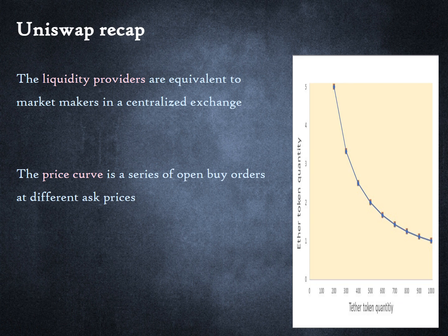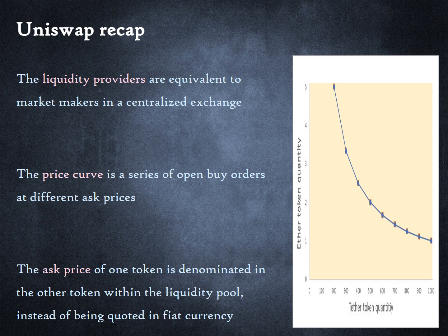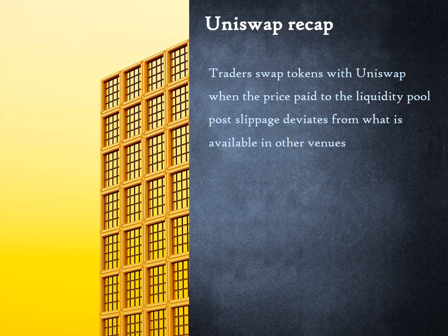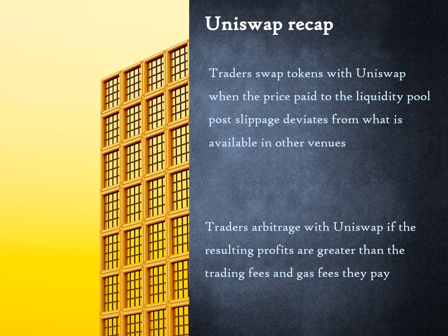The ask price of one token is denominated in the other token within the liquidity pool, instead of being quoted in fiat currency. Traders swap tokens with Uniswap when the price paid to the liquidity pool post-slippage deviates from what is available in other venues. Traders arbitrage with Uniswap if the resulting profits are greater than the trading fees and gas fees they pay.